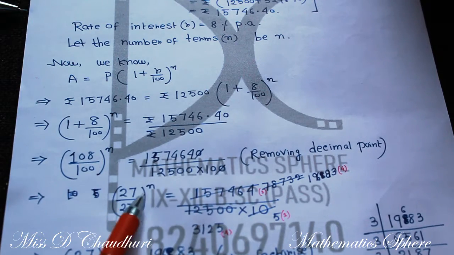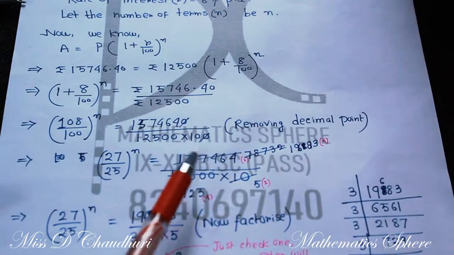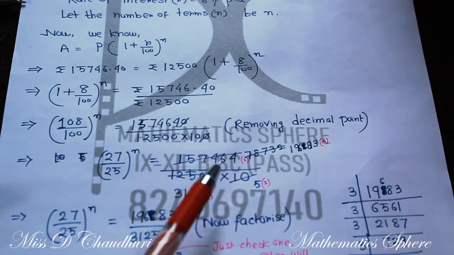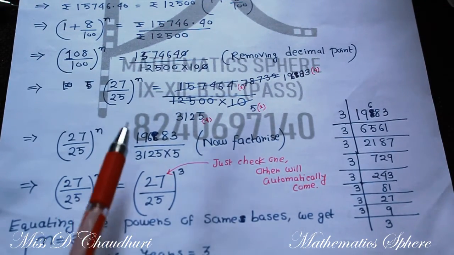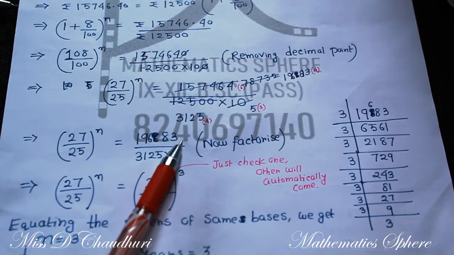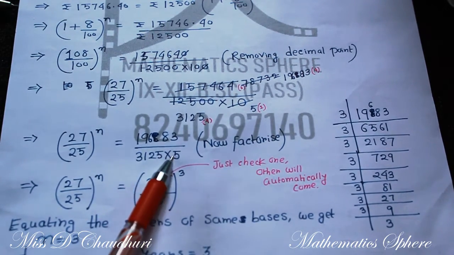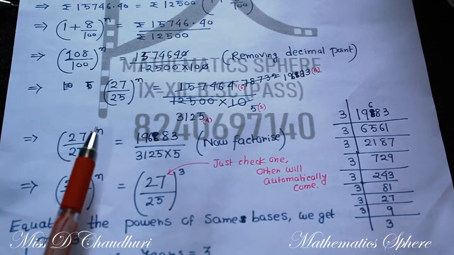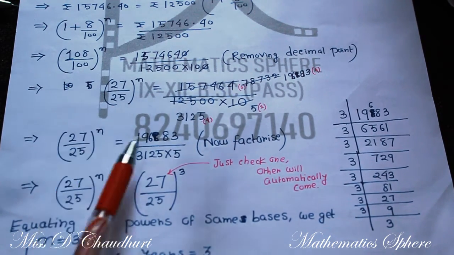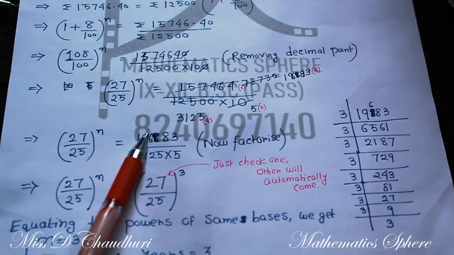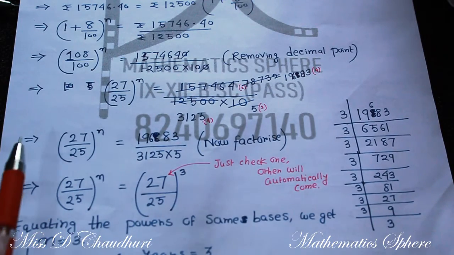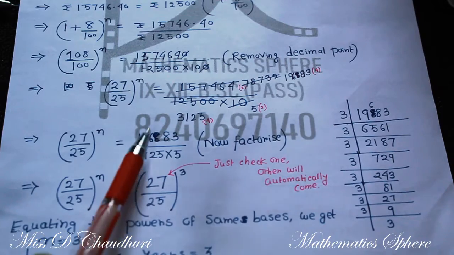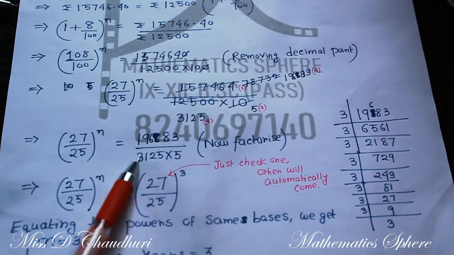so as much calculation or simplification as is possible, you will have to cancel it out. Now on the right side also you cancel as much as you can. After cancelling everything, we can see that we are left with (27 by 25) whole to the power n equal to 19683 divided by 3125 into 5. Now what you will have to do: here 27 by 25 is there, here also you will have to bring 27 by 25 whole to the power something. So on factorizing, or you can multiply and check also, I found that this one is the cube of 27, and automatically this denominator will come.